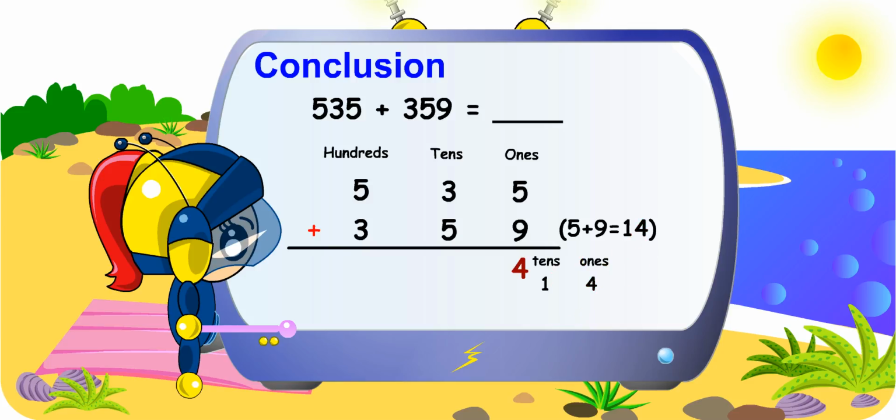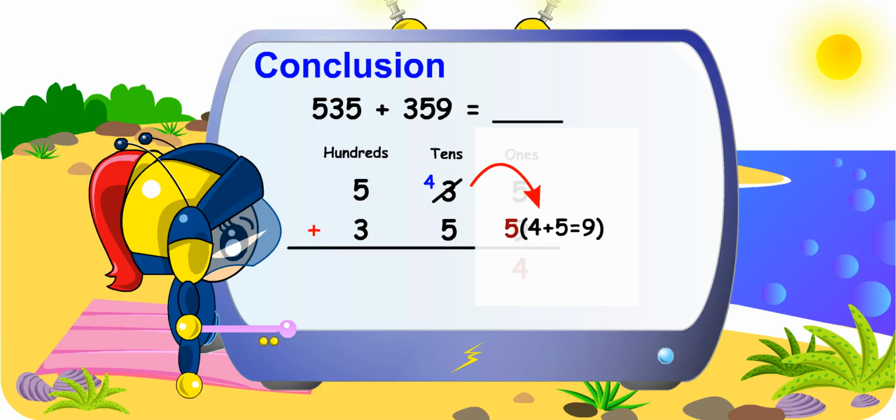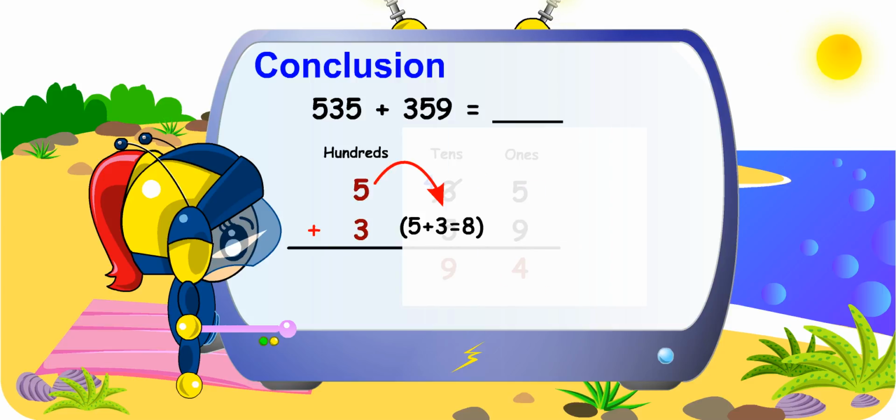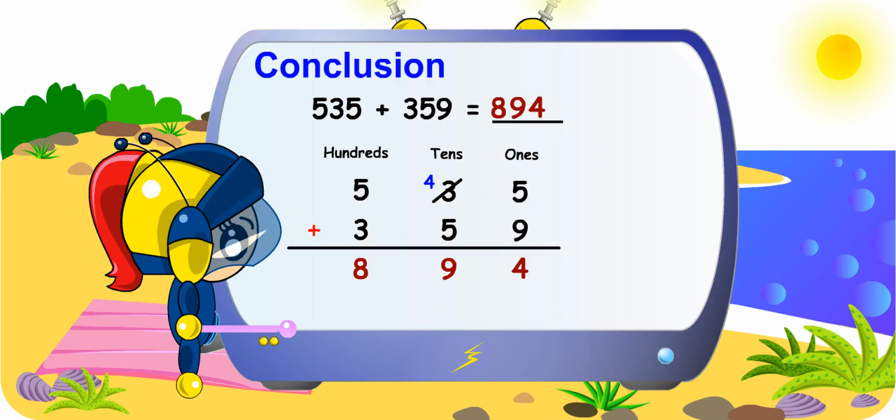I write down 4 in the ones place and I carry 1 ten over to the tens place. 1 ten plus 3 tens gives 4 tens. 4 tens plus 5 tens is 9 tens. I write down 9 in the tens place. Finally, I add up the hundreds. 5 hundreds and 3 hundreds is 8 hundreds. Therefore, the answer is 894.